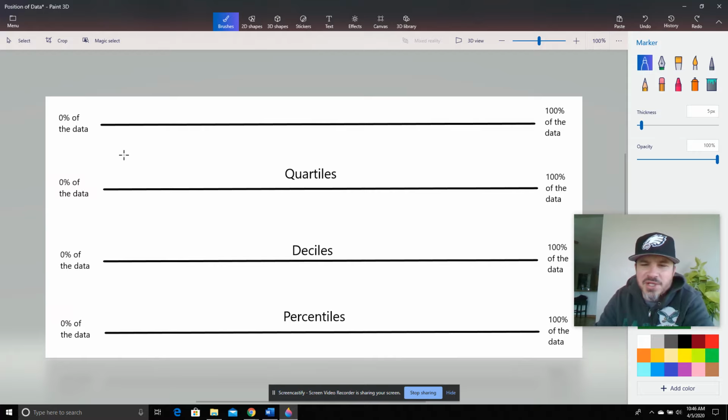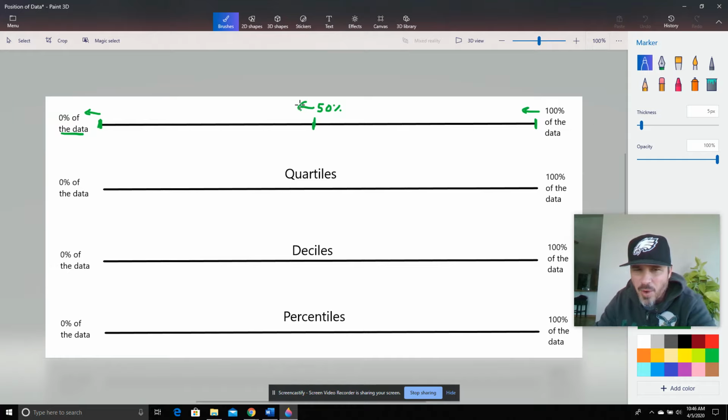Okay, this lecture is about position in statistics. On this top one, we see that I have this line. What we're talking about is separating this line from 0 to 100. So 0% of my data is to the left of this mark right here, and 100% of my data is to the left of this mark. If I put something in the middle, I'm saying that 50% of my data is to the left of this mark. Okay, so that's the scale that we're using.